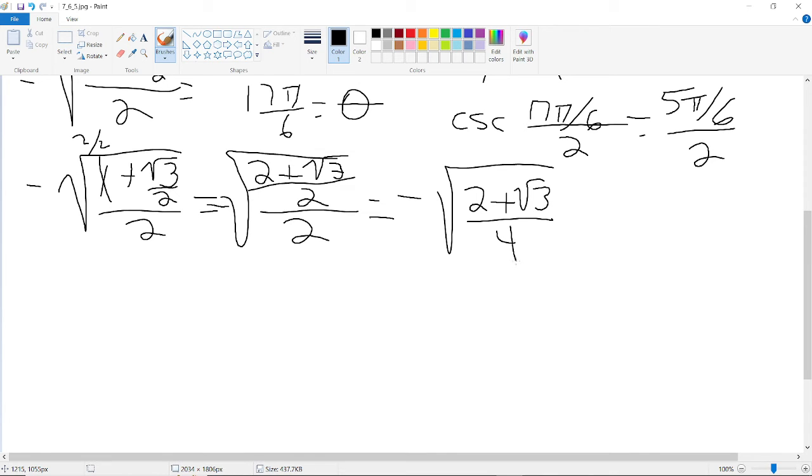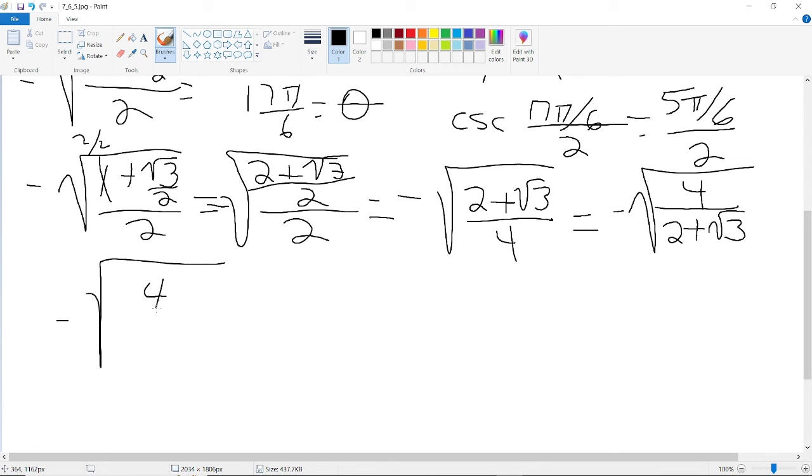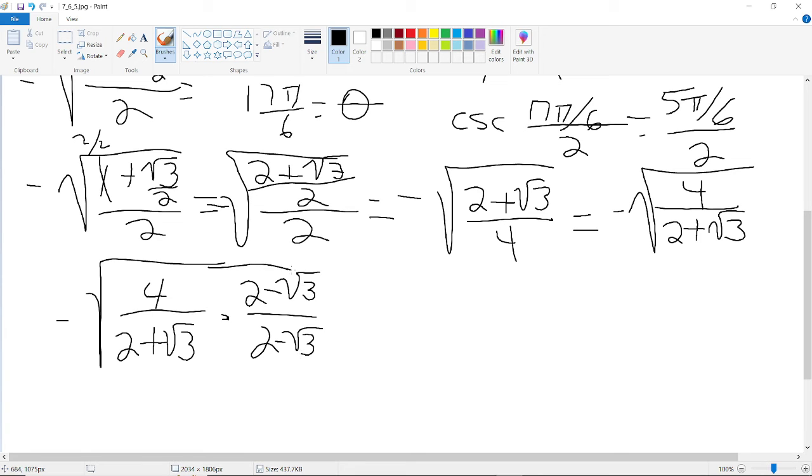And now I have to flip it, equals negative square root of 4 over 2 plus square root of 3. And I guess you can write it like that if your computer will take that. If it won't take it, you multiply that by 2 minus square root of 3 over 2 minus square root of 3. You'll still have a square root in the denominator, so who knows, but this will work, because this whole thing is a square root.